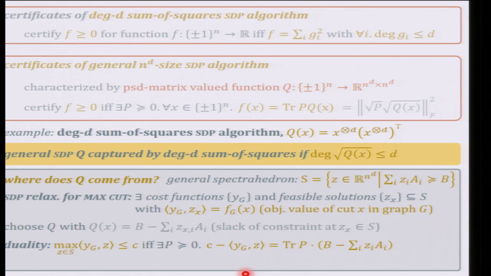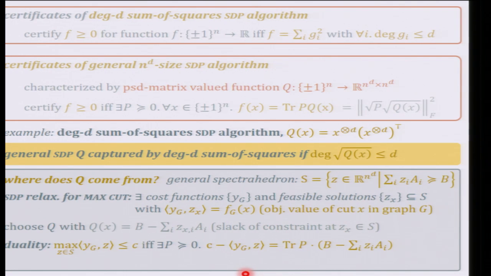Okay. Now the reason why this Q generates all the certificates that the SDP relaxation has access to is basically due to duality. So duality says that the optimum value of the function y sub G over the spectrahedron is at most c if and only if it's possible to generate this inequality from the constraints that define the spectrahedron.